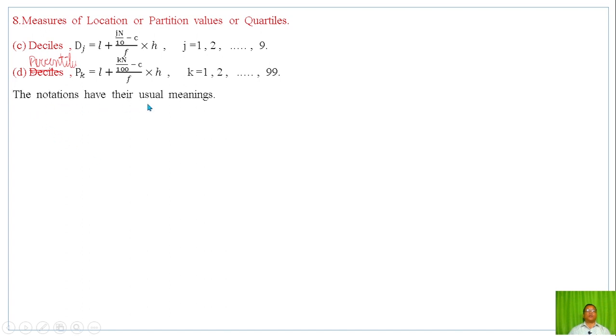The notations have their usual meaning. Symbols have their usual meaning.